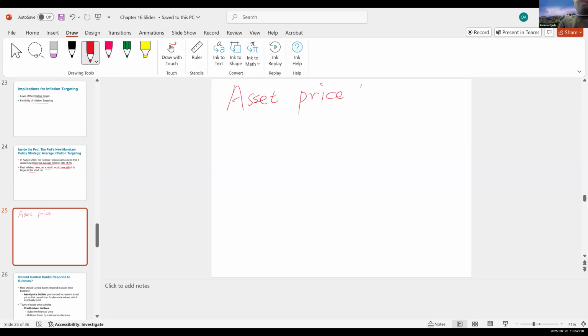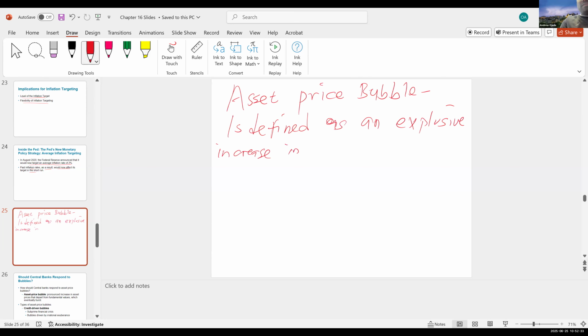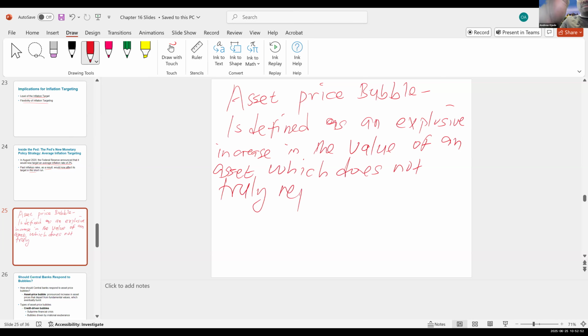Asset price bubble. A bubble is going to be defined as an explosive increase in the value or price of an asset, which does not truly represent its true fundamental value. So it doesn't represent that fundamental value.